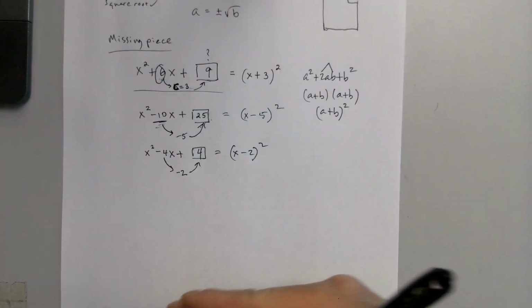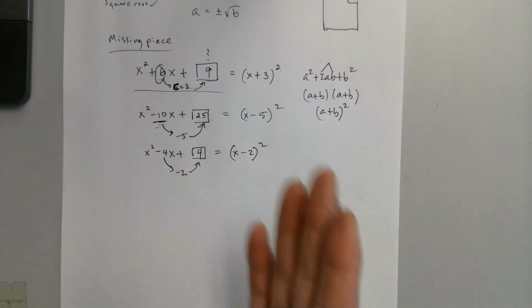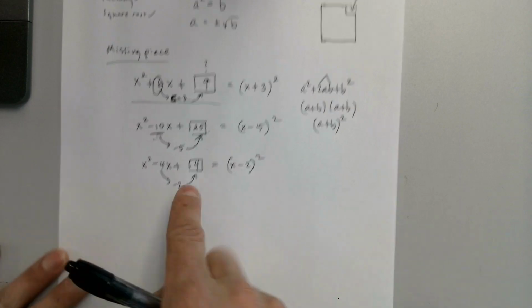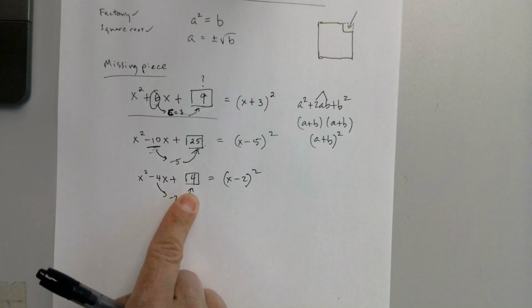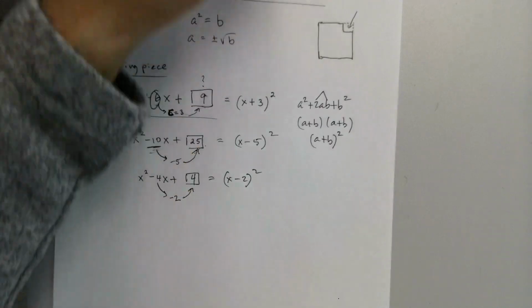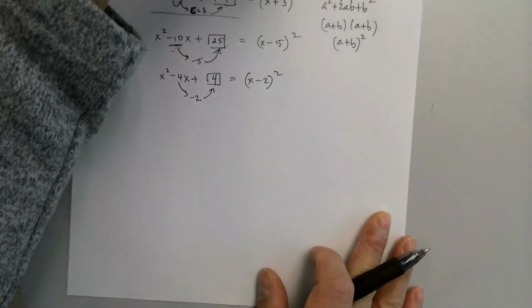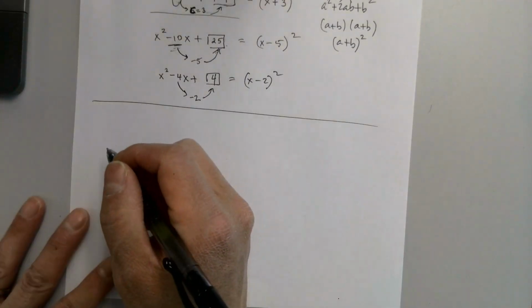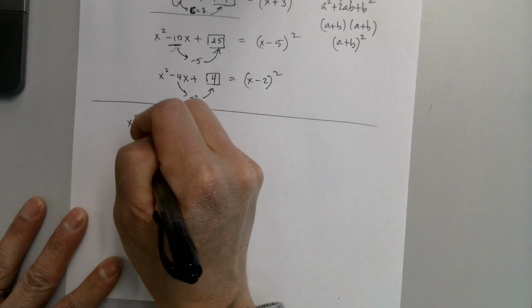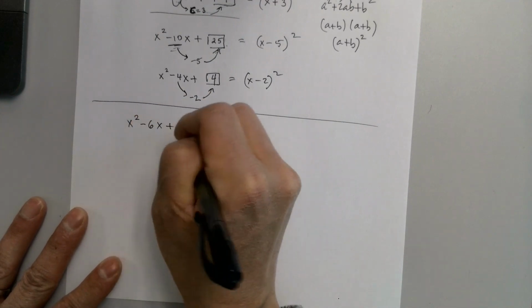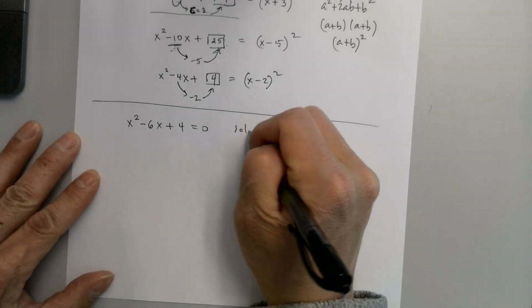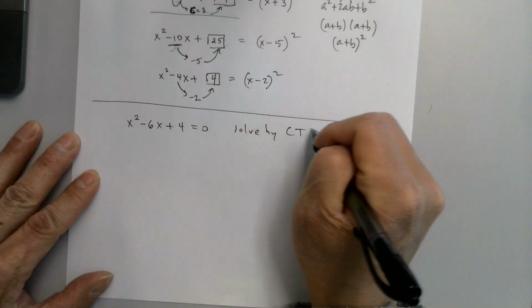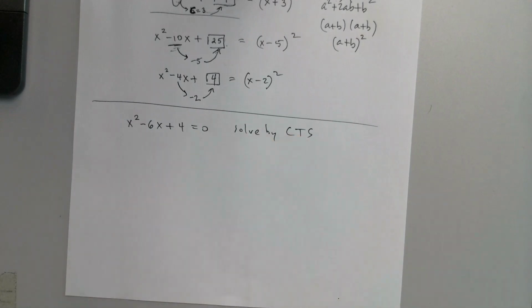However, it's not the only action that you have to do in the whole solving process. This is just the culminating action. You have to do other stuff as well based on what kind of equation is given to you. So you may get an equation that looks like this. And you might be instructed to solve by completing the square. I'll just put CTS. Solve by completing the square.